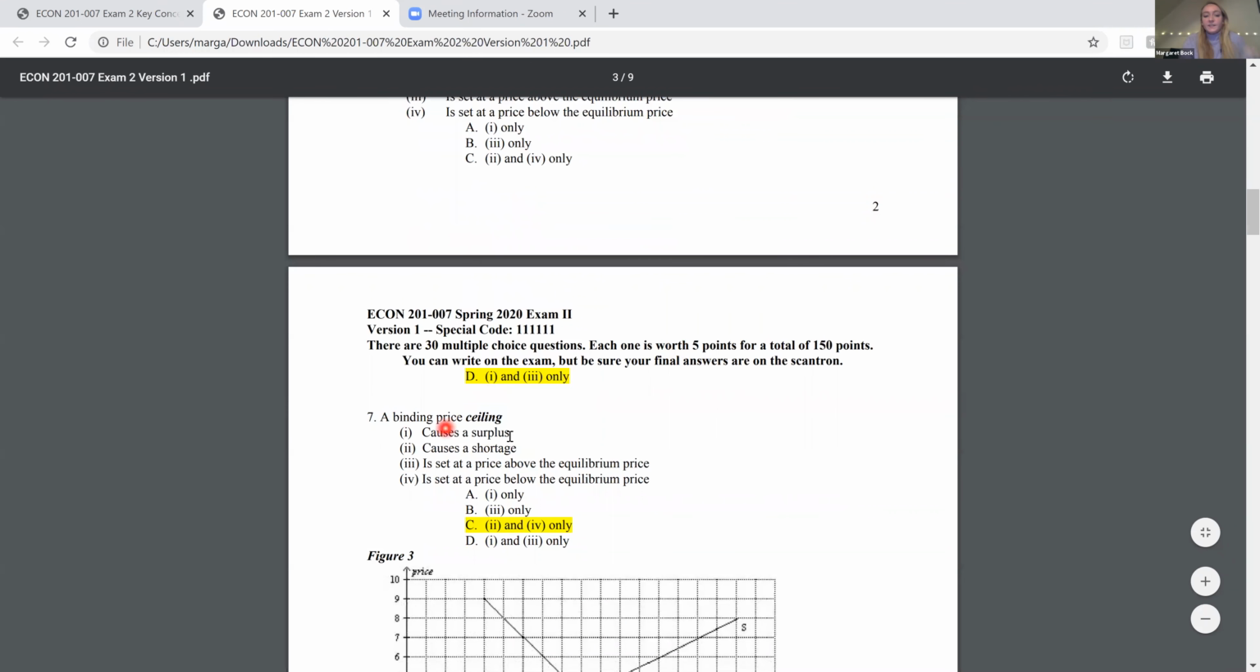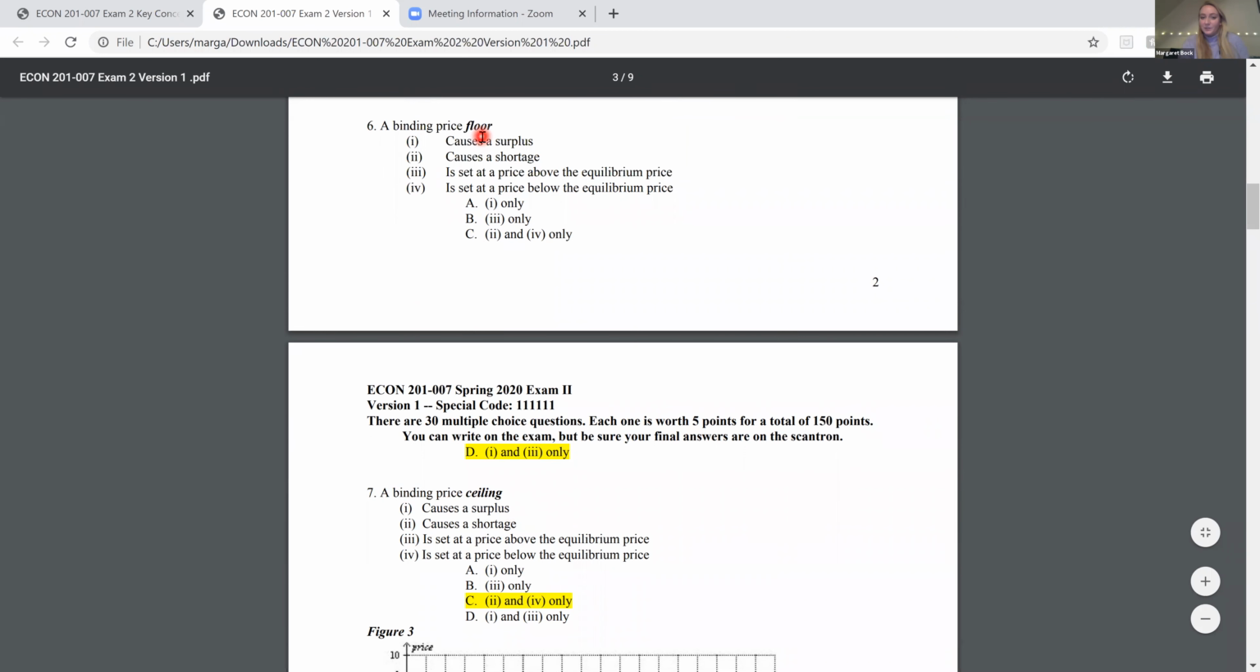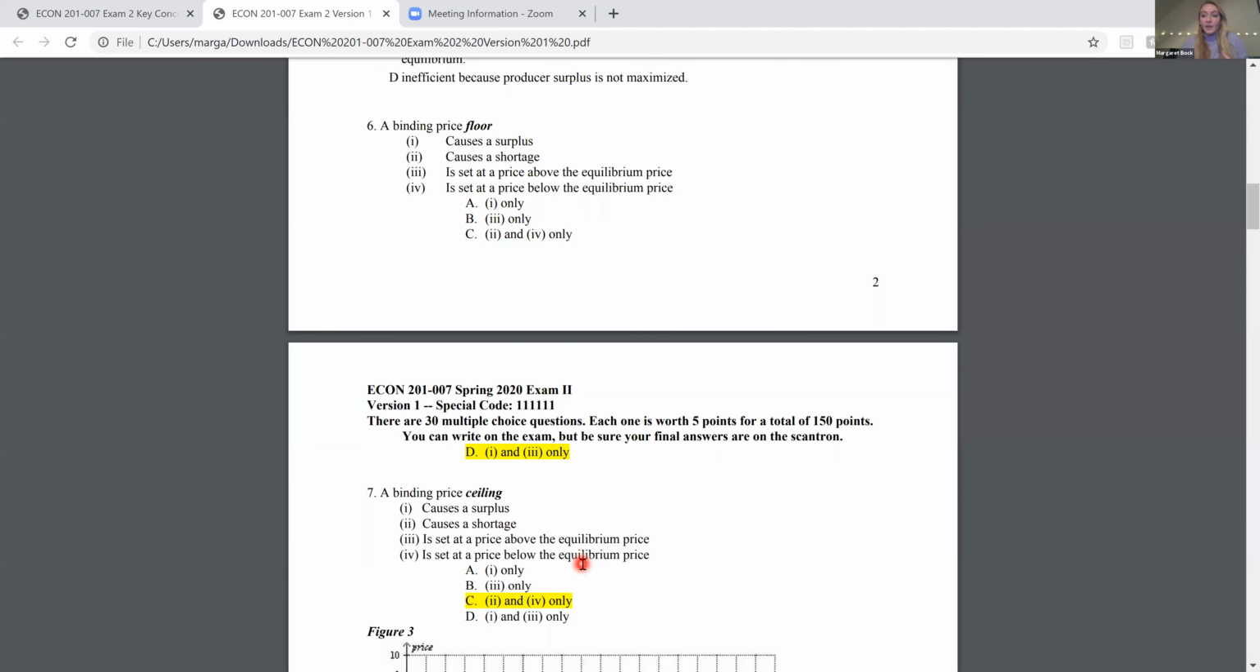A binding price ceiling, on the other hand, does the opposite of a binding price floor. So a binding price ceiling causes a shortage and is set at a price below the equilibrium price. So again, just knowing the difference between price ceiling and price floor and how these price controls interact with our market supply and demand model.